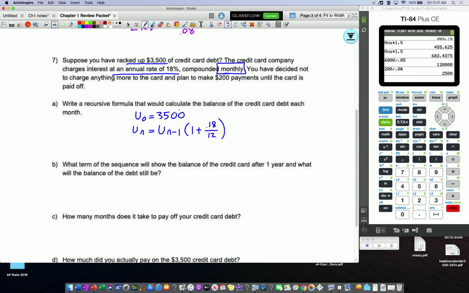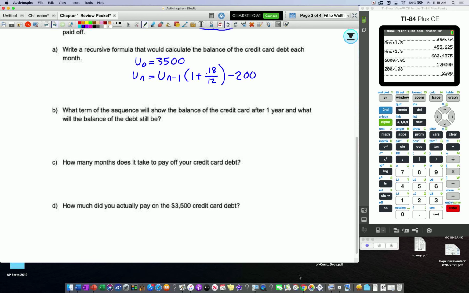Okay? But how much do we pay off each and every month? I thought it said 200. There it is. We make $200 payments. Whoops, I almost kind of crossed it out. So I get to decrease my monthly bill by $200. All right. Wow. So B says, what term of the sequence will show the balance of the credit card after 1 year? And what will that balance be?